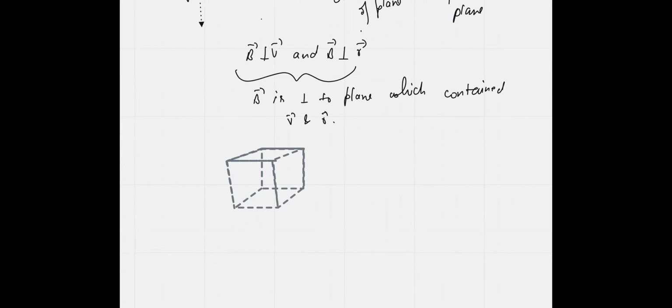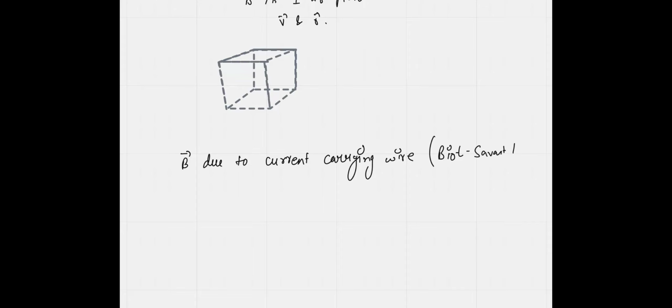So let's talk about, because we have studied how a moving charge creates a magnetic field, right? Now we'll be discussing magnetic field due to current carrying wire. Whatever we are going to do is also represented by using Biot Savart Law. That is it.